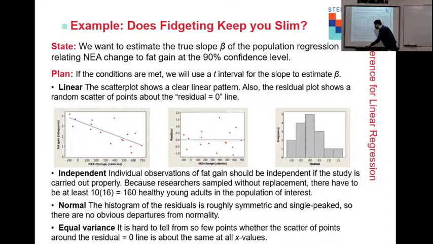Again, if the equal variance were violated, it would look something like this. It's very narrowly spread out, and then as I move to the right, it starts to get more spread out. This would be violating the equal variance condition because the variance is changing as I move along my line. Okay? All right. Any other questions on those conditions?